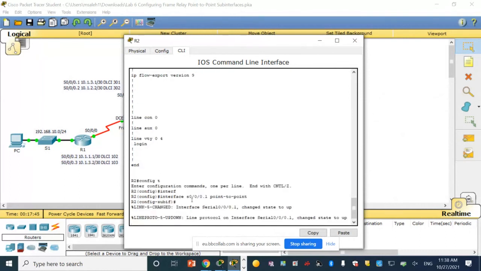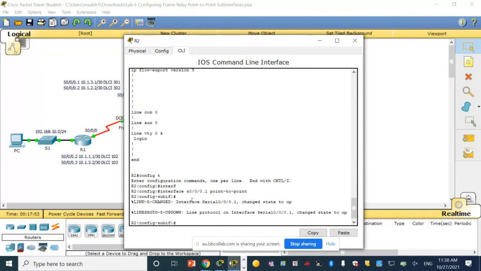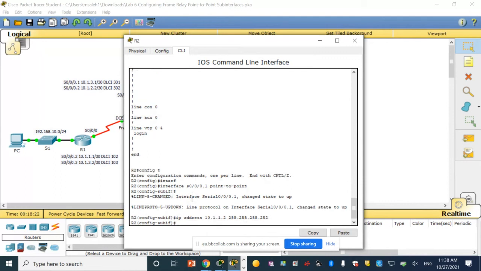All right, we give it an IP address. The IP address you can get from the table. Okay, IP address. Can you tell me the IP address? 10.1.2. Okay. And the subnet mask? But you see, we are always using 252 on the WAN links to save on host addresses. 252. All right.